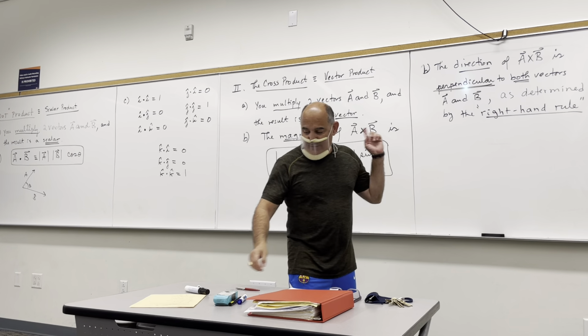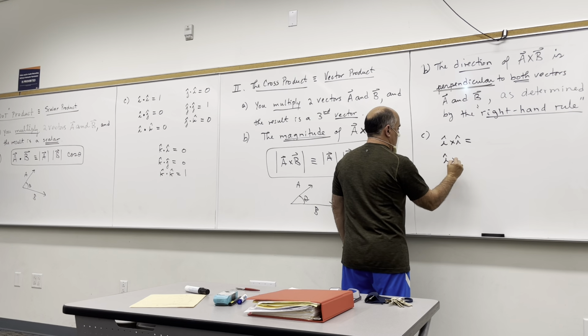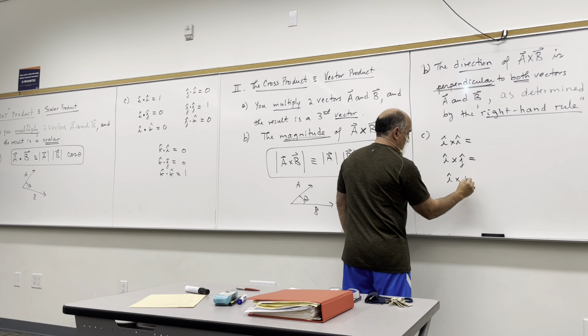Okay, so what about unit vector cross products? What is i cross i? What is i cross j? What is i cross k?